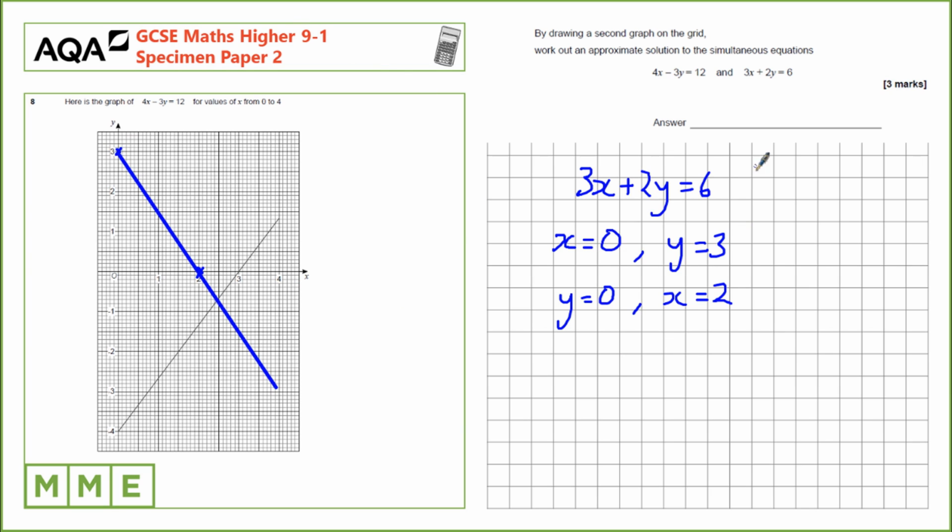Now that we've plotted 3x plus 2y equals 6, we simply need to read this point here to get our solution. So the x value, if we read up, is 2.5. So x is 2.5. And the y value looks to be around minus 0.7.